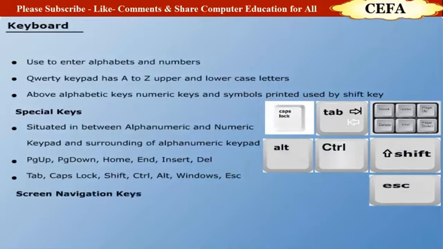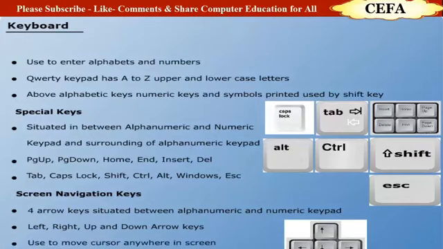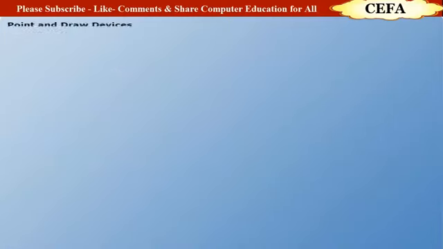Screen navigation keys. These are called arrow keys situated between alphanumeric and numeric keypad. These are 4 arrow keys like left, right, up, and down arrow keys. These are used to move cursor anywhere on the screen.